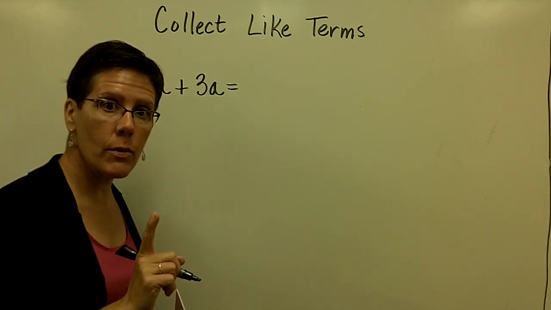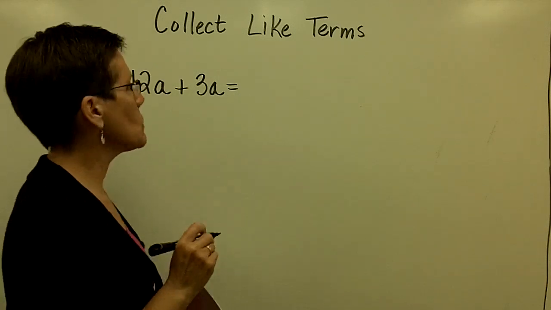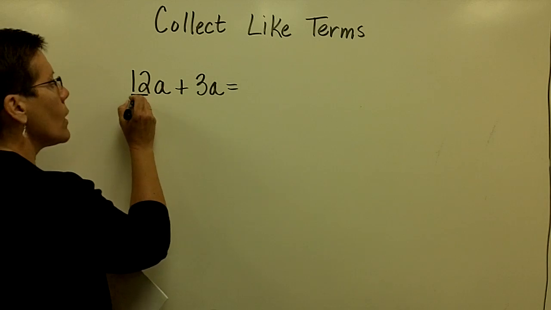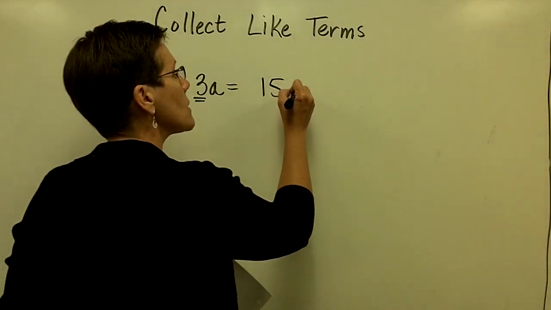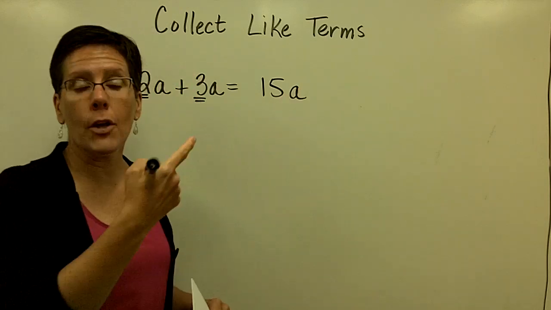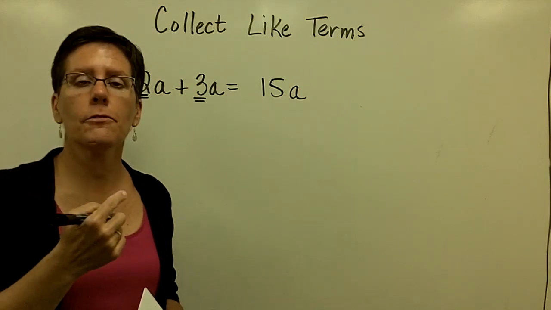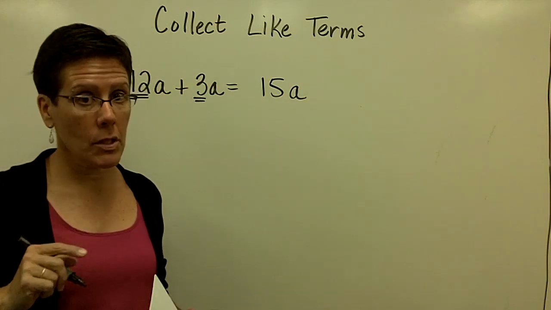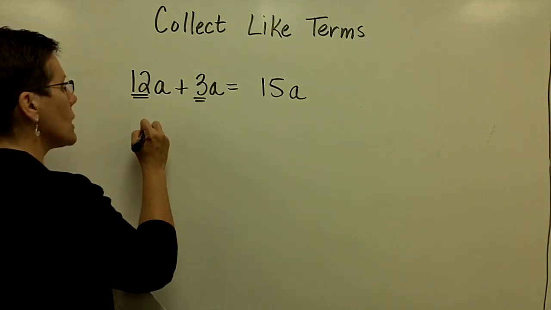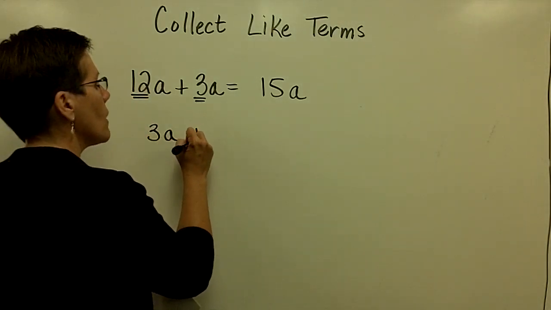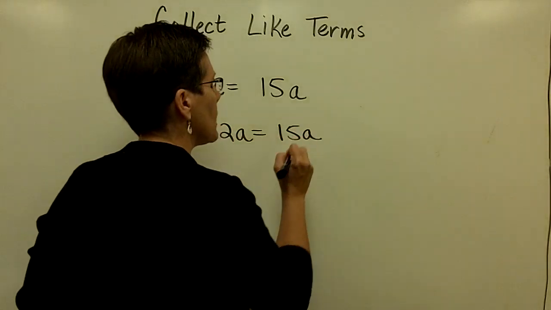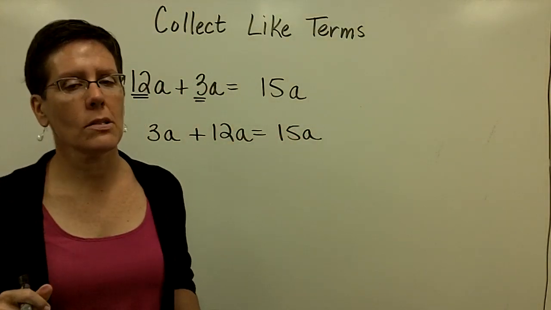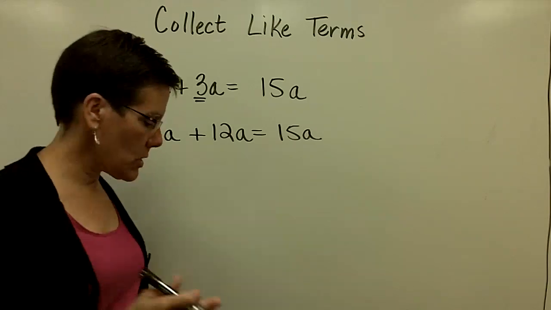If they happen to have powers on them, the power would have to be the same as well. So I can take the 12 and the 3 and add them together and call this expression 15 of those a's, or we call it 15a. Remember, the commutative property of addition would also allow us to say that 3a plus 12a is equal to 15a. There's no need to write this out in any greater fashion than this.